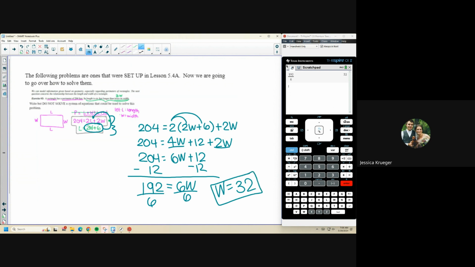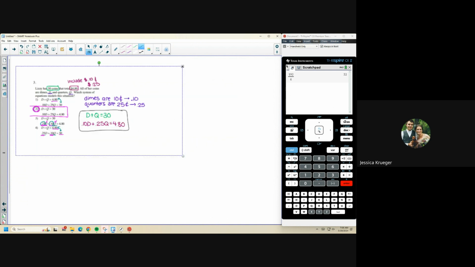Now, on word problems, go back and make sure that you reread what they want you to solve. In this case, it didn't say because I only took the first part of the problem. So I'm going to find the length and the width. If the width is 32, the length would be 2 times 32 plus 6. So 64 plus 6, that would make the length 70. So again, it's really recognizing, are you going to use substitution or elimination to solve these?